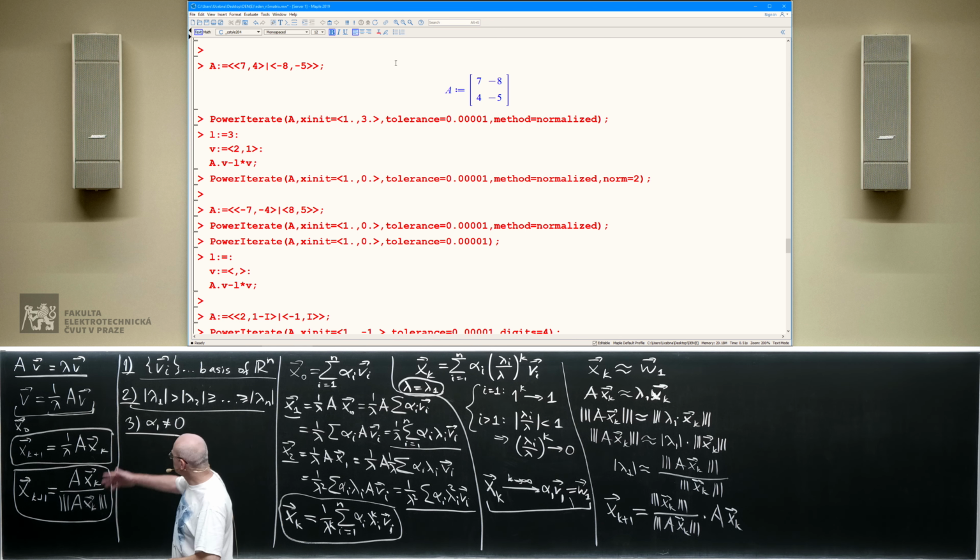So let's try this iteration, the one that we have here. It's called power.